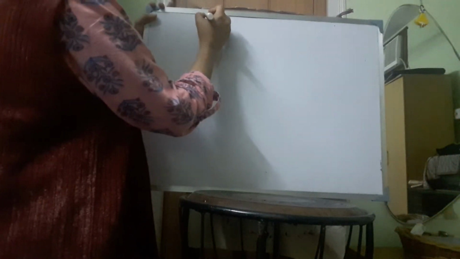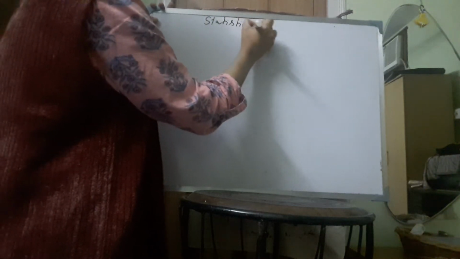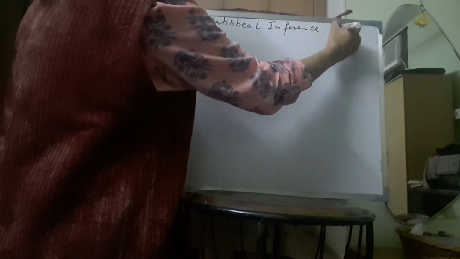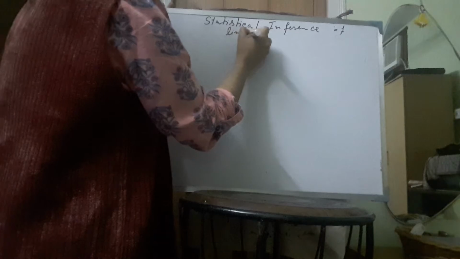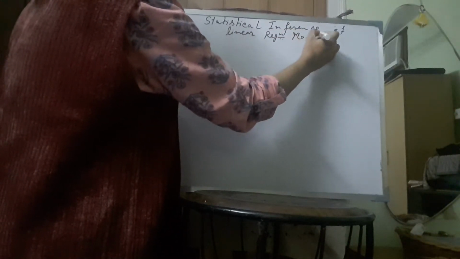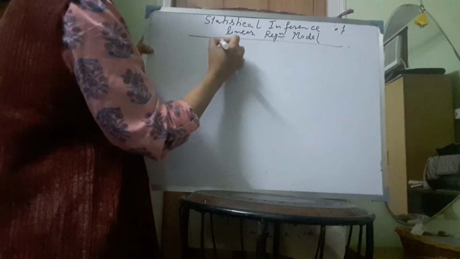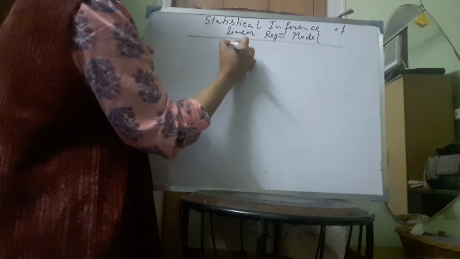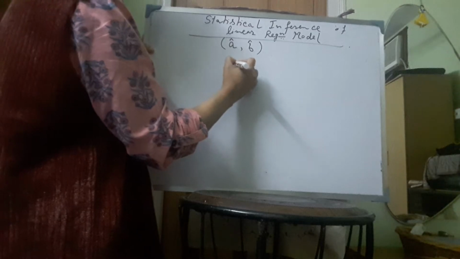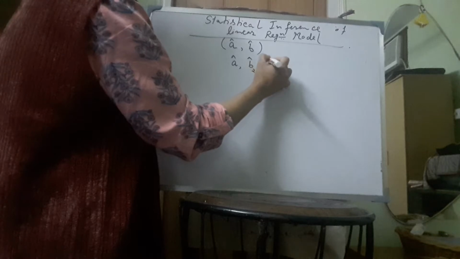Today we shall discuss the statistical inference of linear regression model. So here we shall consider both the 2 variable and the 3 variable regression. Now we know that for the 2 variable regression, the estimated parameters are a hat and b hat, and for the 3 variable regression, the estimated parameters are a hat, b2 hat and b3 hat.